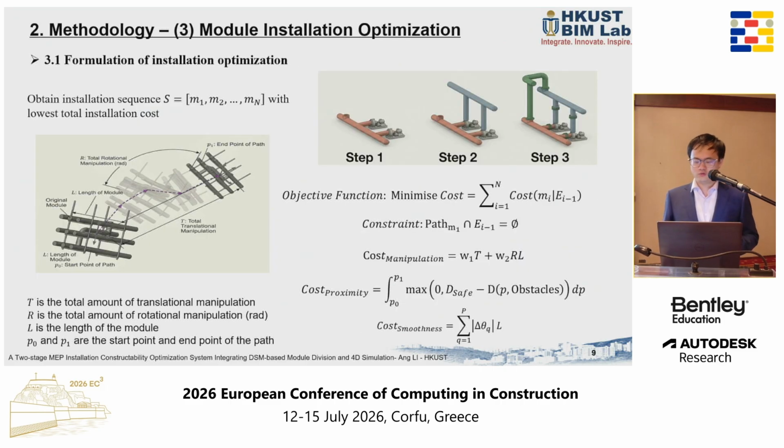And then we go to the third stage, module installation optimization. Once we get the initial module division, we need to find the best installation sequence and best installation paths with the lowest installation cost. Here we consider cost from 3 perspectives: manipulation cost for movements, proximity cost to penalize getting too close to the obstacles, which is dangerous for installation, and the smoothness cost to avoid zigzag shapes or strange trajectories.